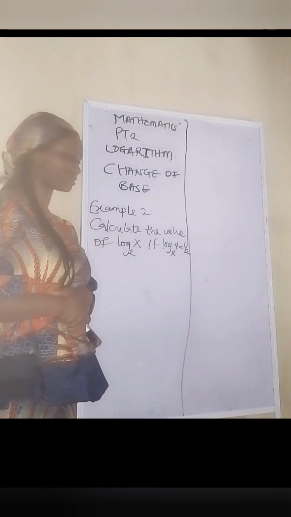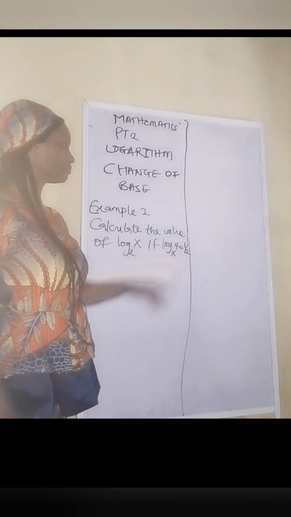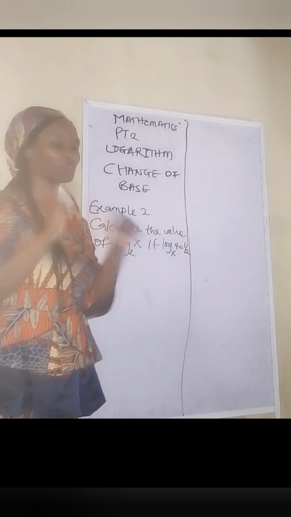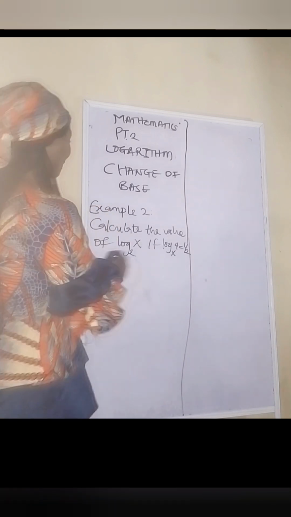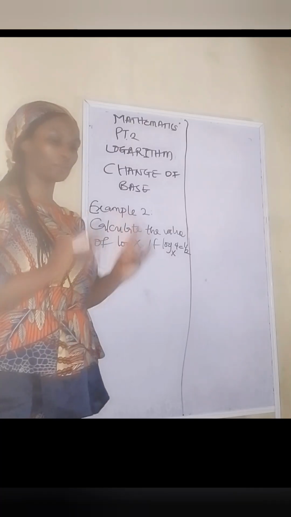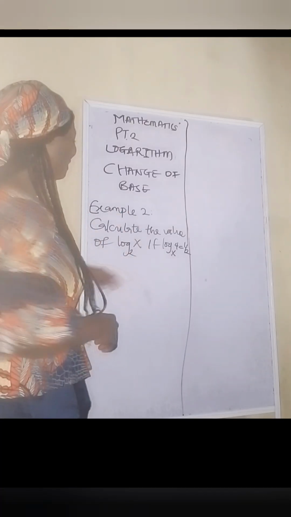Can you solve this? So you have to calculate the value of log x base 2 if log 4 base x equals half. Like, wow, how can I do this? Don't worry, that's why we are here. So now you can see this as a tough question, but don't be afraid. You can tackle it. So let's do that now.